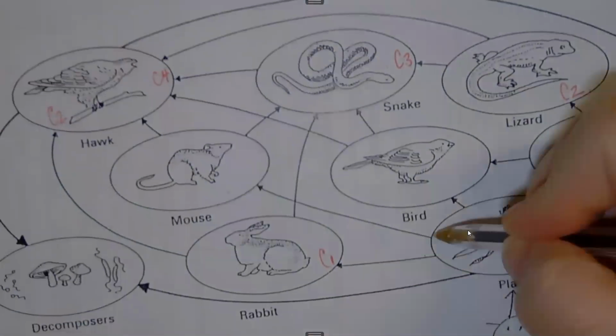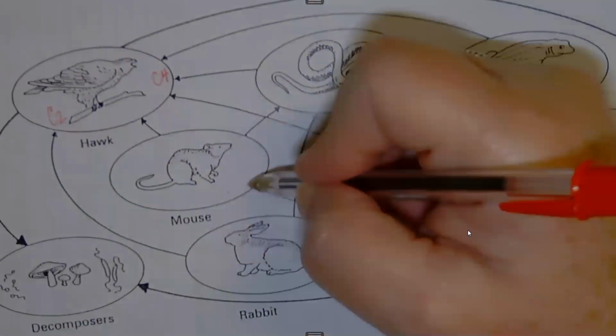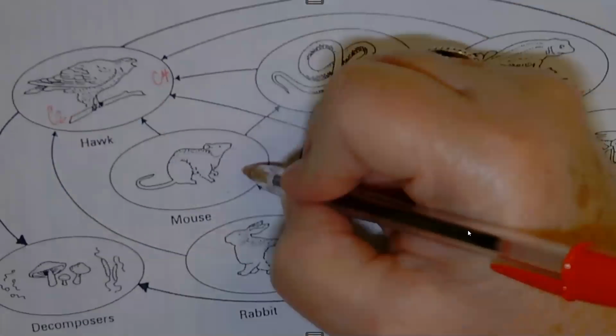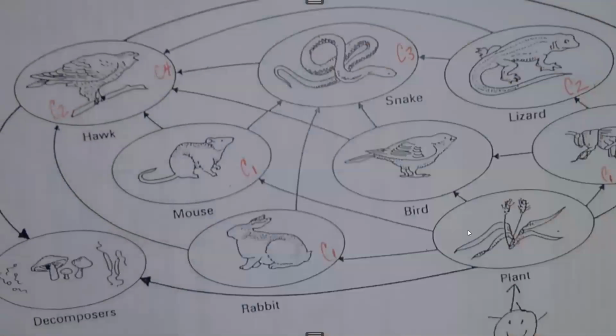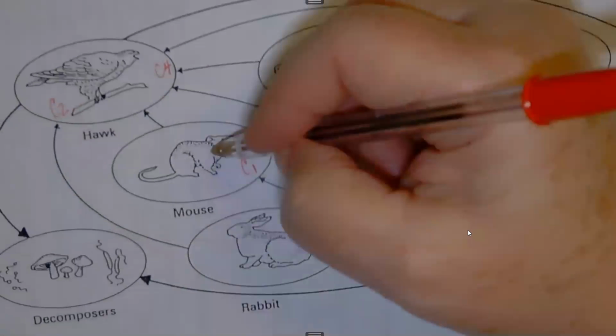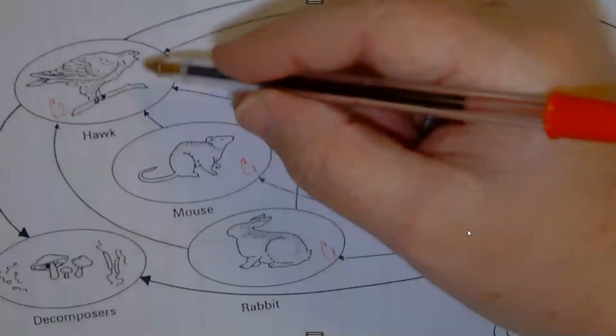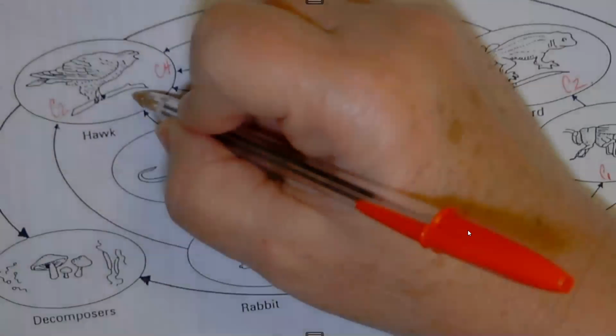Here's my plant. My plant gets eaten by a mouse, so my mouse is C1. Mouse gets eaten by the hawk, so here the hawk is C2 again.